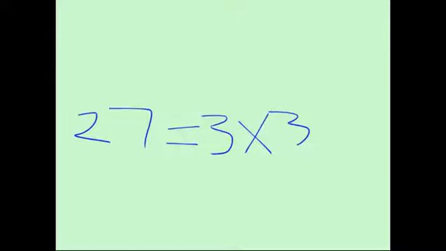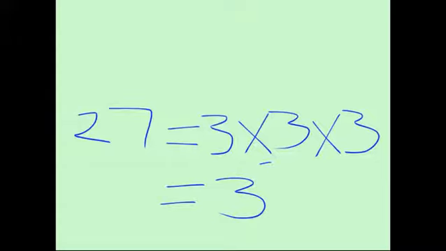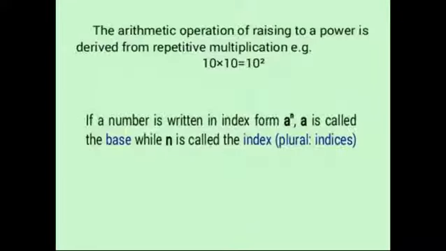Another thing now is if you have something like 27 and you're asked to put 27 in index form, you know that 27 is equal to 3 times 3 times 3, which will give you 3 raised to the power of 3. This 3 raised to the power of 3 is showing that I have put 27 in index form.